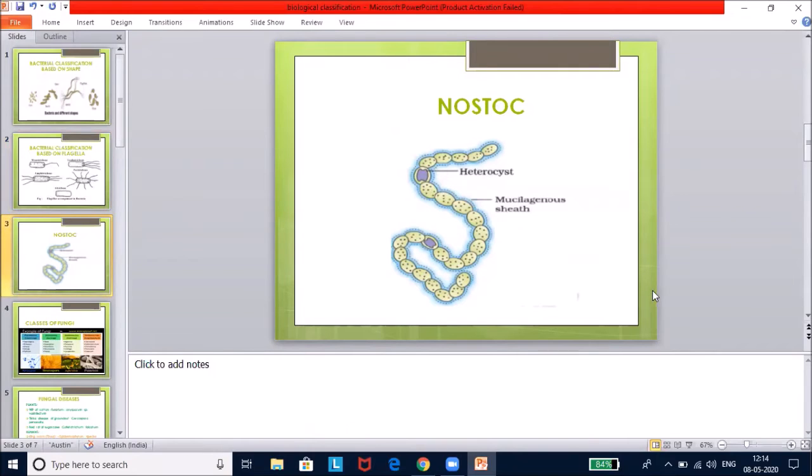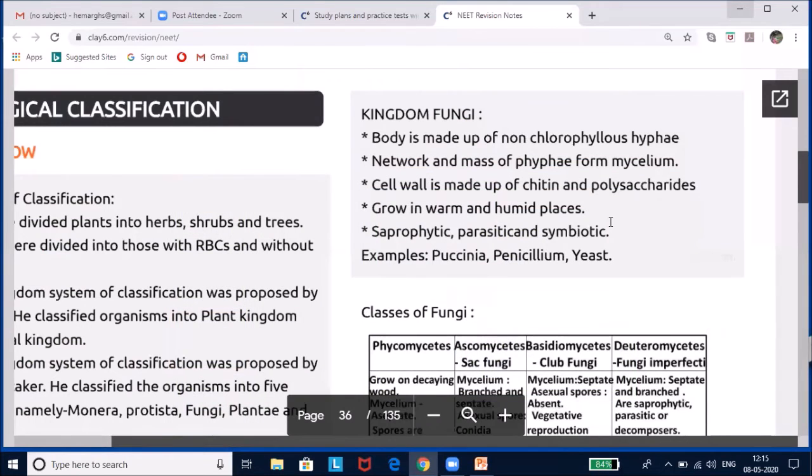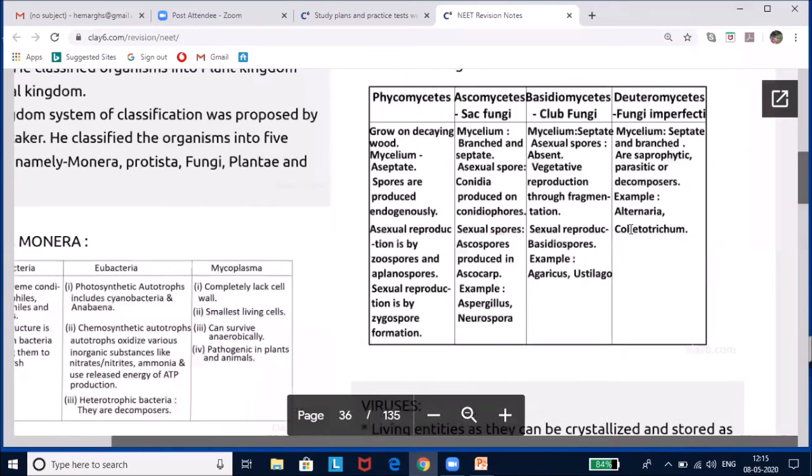So, if you look at the nostoc here, they might show this diagram with choices A, B and C to identify the name of the organism nostoc. This cell they can show you and ask you to identify: it is a heterocyst, and the sheath is a mucilaginous sheath, and also they will give the kingdom. So, you have to identify the correct choice. This is very, very important. Okay, now let us look at kingdom fungi.